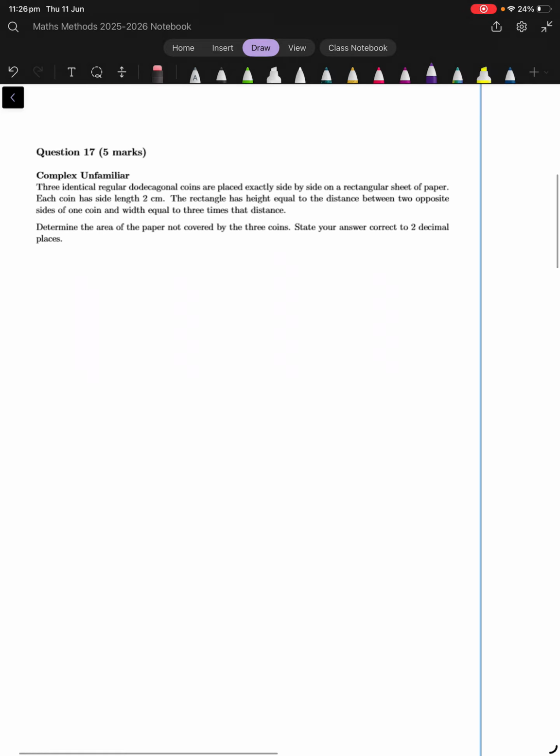This one here, I don't think I'll work through all of it. You're unlikely to get a description that says 3 identical regular dodecagonal coins. That's a little bit strange. 12-sided coins placed exactly side by side on a sheet of paper. If you go to the past papers, you'll see this is referring to when we had 50-cent pieces covering a $5 note, or I think there was another example with the Cook Islands.